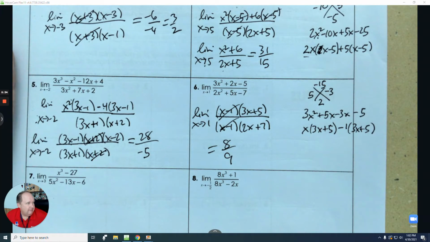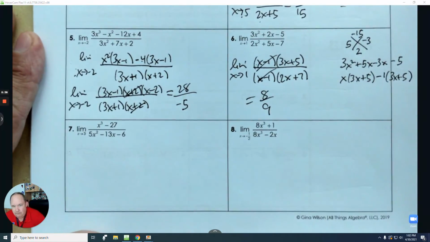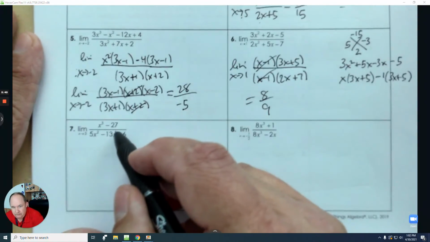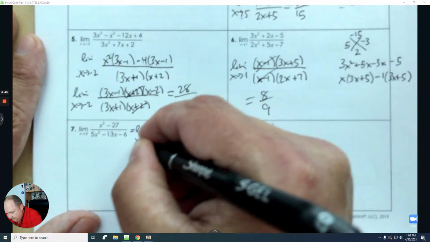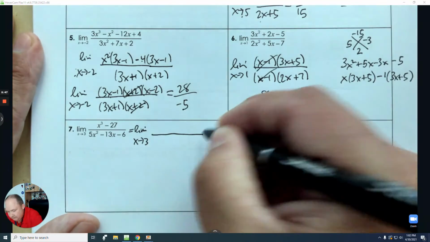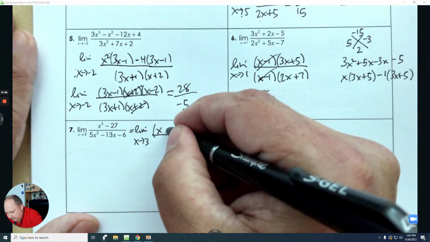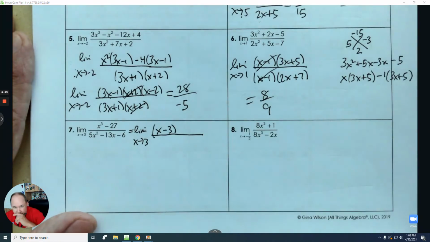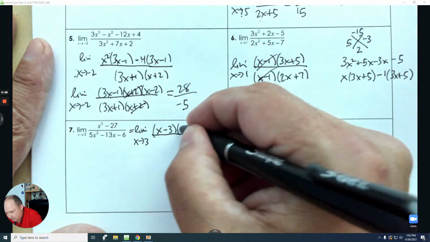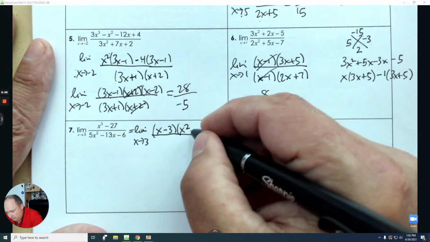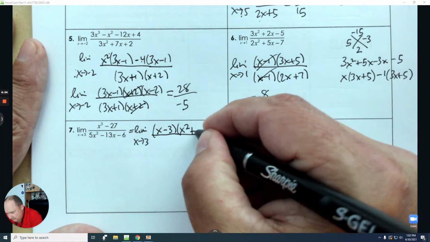All right, number 7 and number 8. This is called the difference of cubes. It does happen once in a while. The cube root of x and the cube root of 27. So what number times itself three times gives 27? That's a good place to start. Then what's left over is x squared minus plus. Yeah, plus.